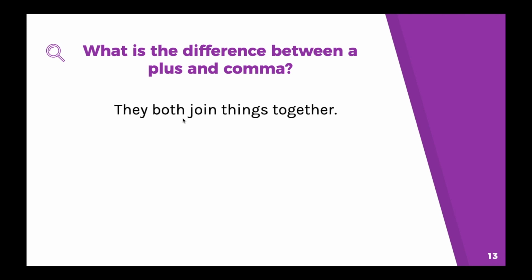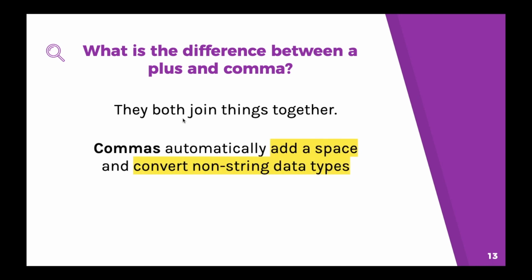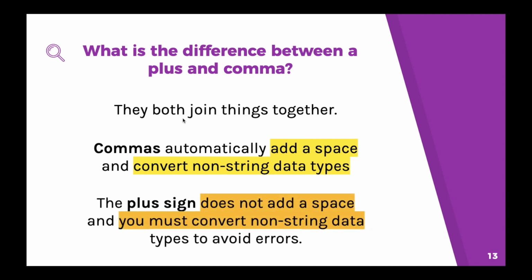I mentioned this before. They both join things together, but commas automatically add a space and convert non-string data types into strings so that they work. So you saw my example where I said age was a number, and if you put a plus sign, it gives you an error. So you have to use commas, because it will automatically do it for you to make it work. Plus signs do not add a space, and you must convert non-string data on your own. And if you don't, you get errors like you saw before. And in a future video, you'll learn how to convert types.